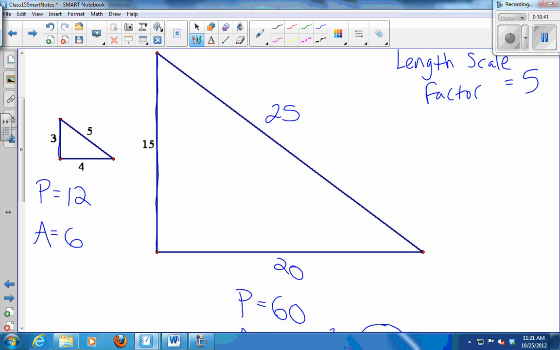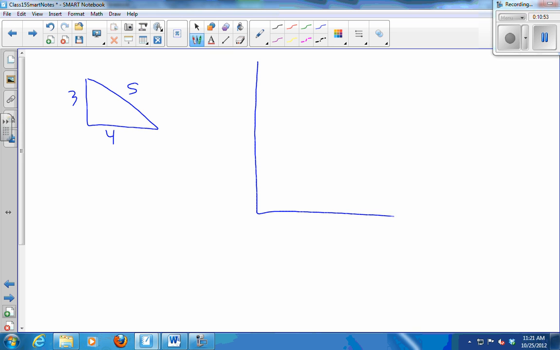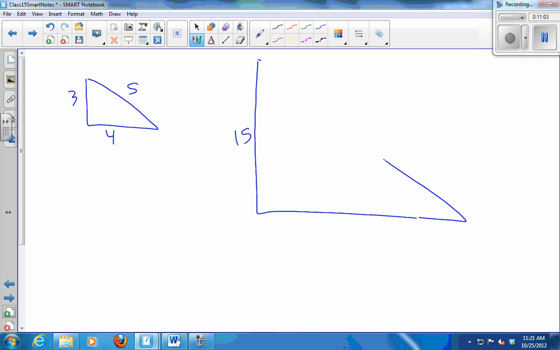Let's start over, and I'm just going to show you another method to get these answers. So I have a little 3, 4, 5, and then I have a bigger triangle with a 15. It's not quite to scale. All right, so let's say I call this side x. That missing side we'll call x.